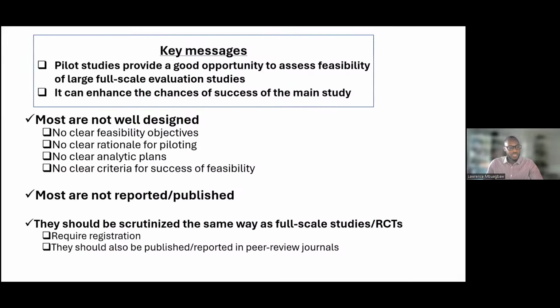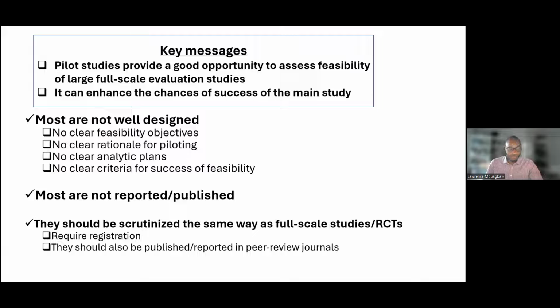So some key messages: pilot studies provide a good opportunity to assess feasibility of large-scale intervention studies, and they can enhance the chances of success in the main study. However, most are not well designed, with no clear feasibility objectives, no clear rationale for piloting, no clear analytical plans, and no clear criteria for success of feasibility. Many of them are never reported and many of them are never published, but they should be scrutinized to the same level as full-scale RCTs. They also require registration and they should be published and reported in peer-reviewed journals.